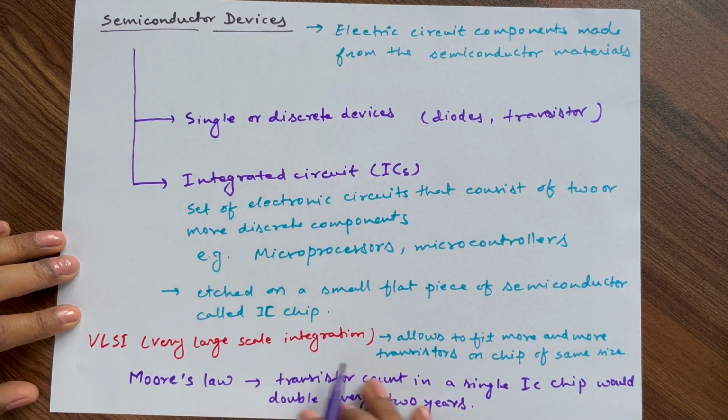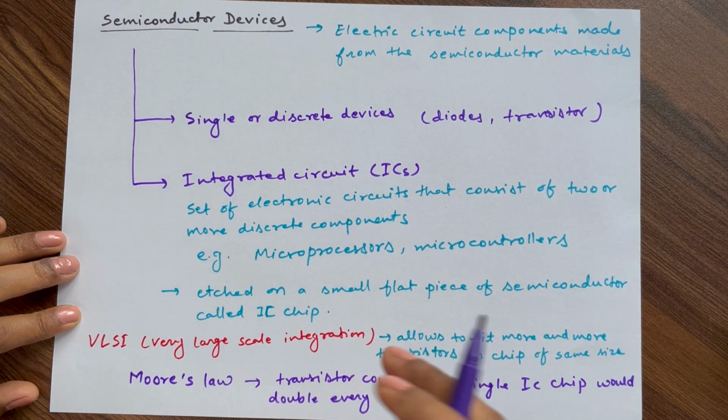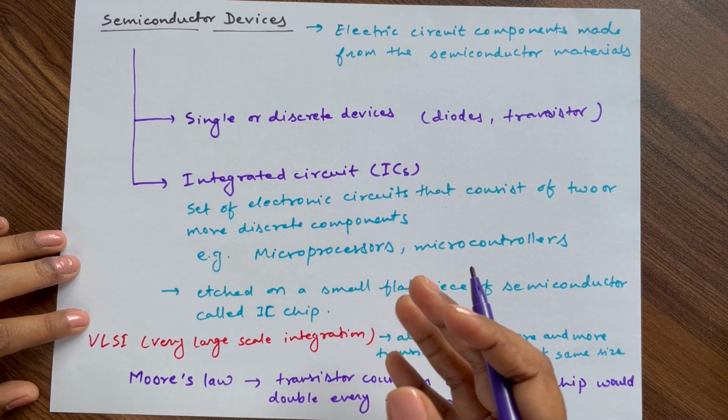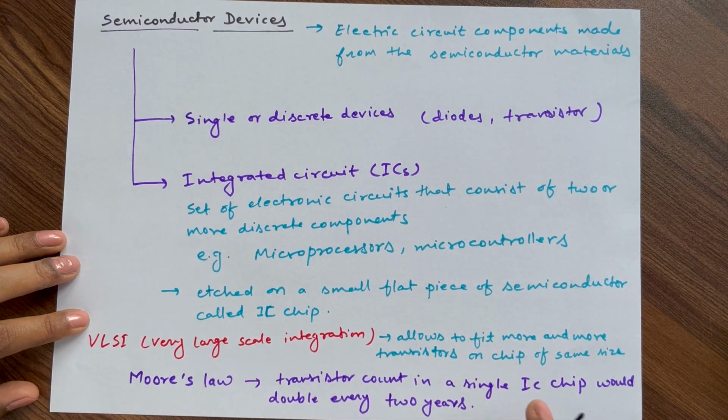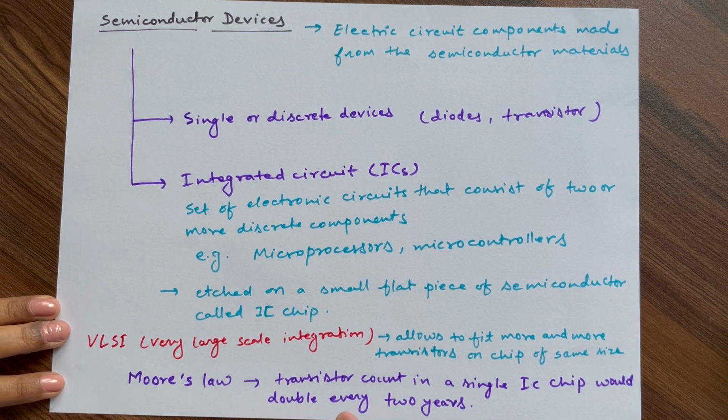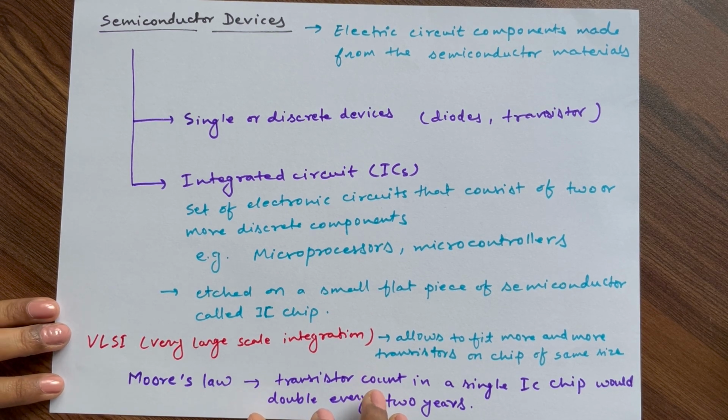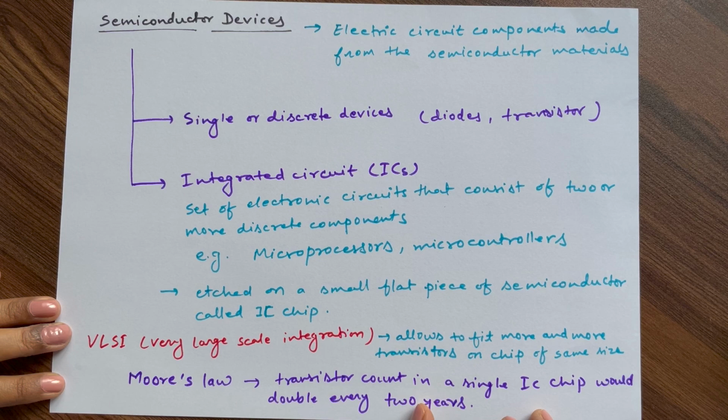And with this very large scale integration, the devices are reducing in size and also the operating speed of the devices is increasing. So this was the brief introduction of semiconductor materials and semiconductor devices, and in the next lecture we will study about one of the most important characteristics of the semiconductor, that is energy band gap.